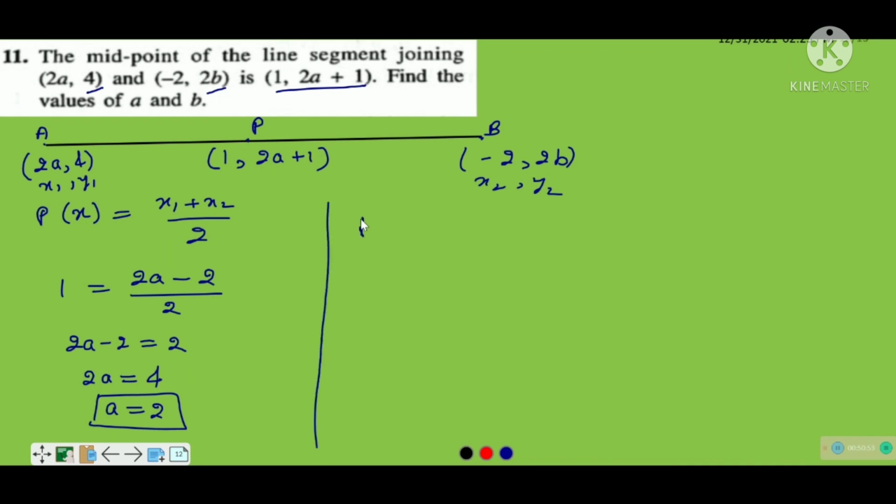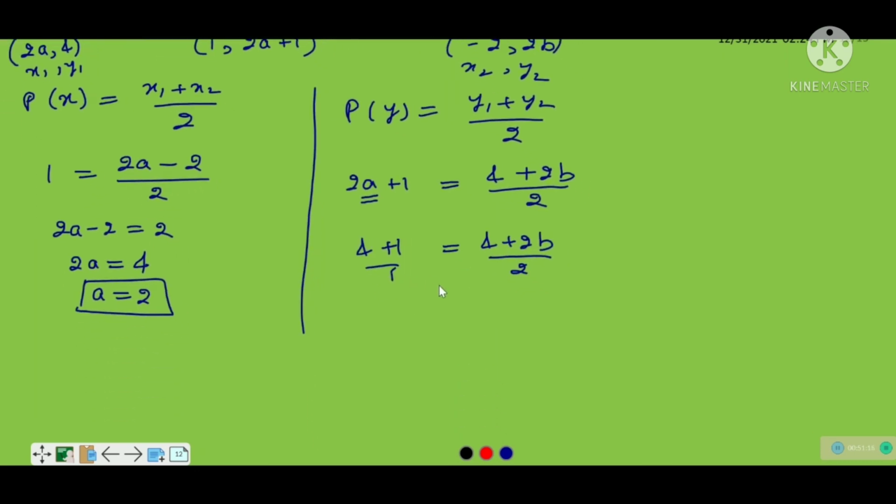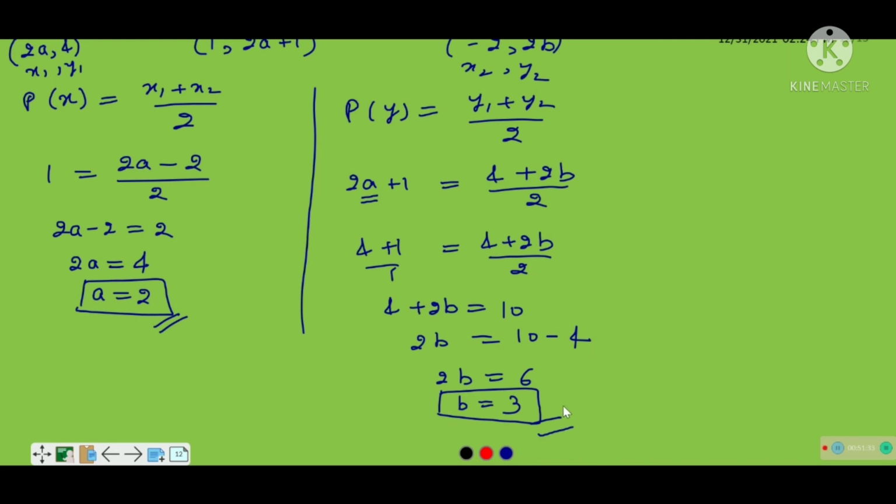Now apply the midpoint formula for the y coordinate of P. The y coordinate of P is 2a plus 1, y1 is 4 and y2 is 2b. Now the value of A is known, that is 2. 4 plus 2b is equal to 5 into 2, that is 10. B is 3. So A is 2 and B is 3.